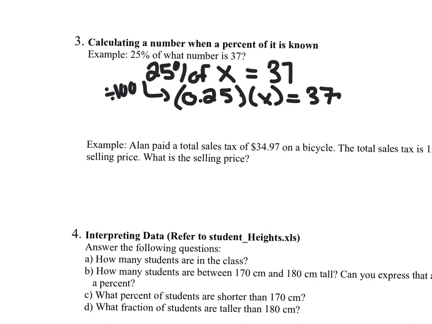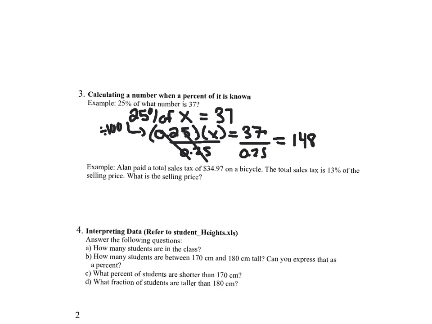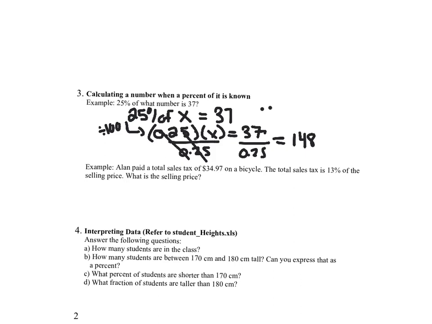Now this is just order of operations. So we could move 0.25 to the other side by dividing, because that would cross out. And we find out that 37 divided by 0.25 equals 148. So that makes sense because you're saying 25% of 148 is a value of 37. So if you want to write that down, we could say, therefore, 25% of 148 is 37.